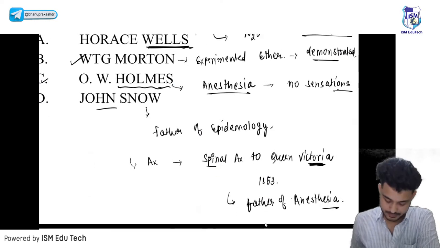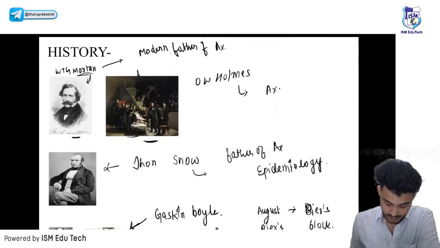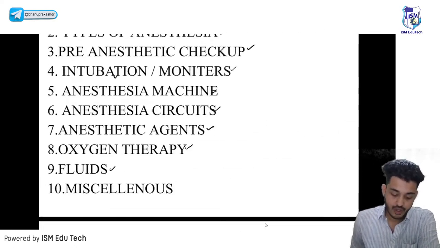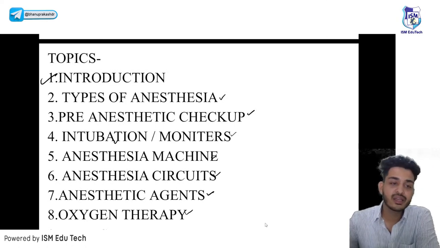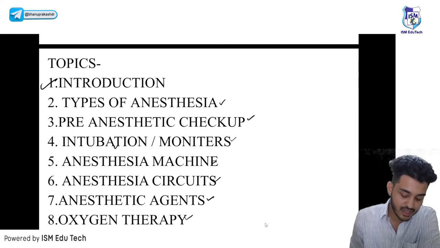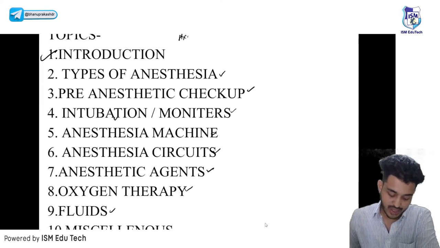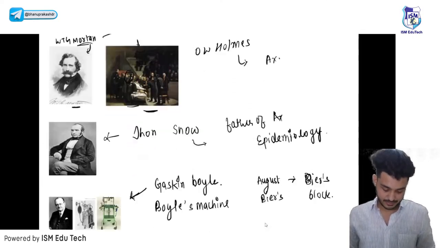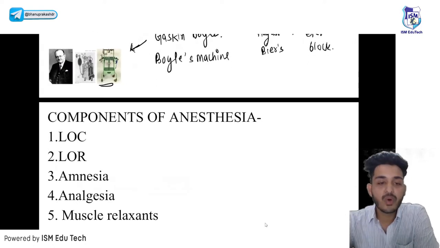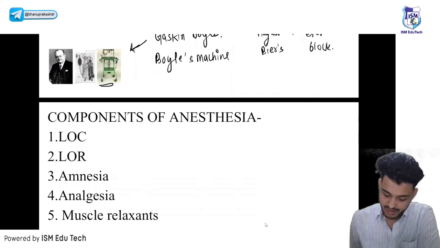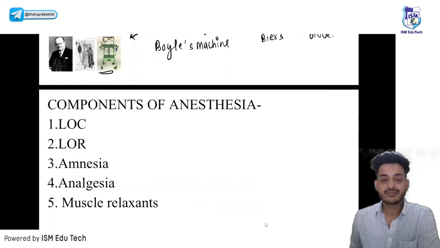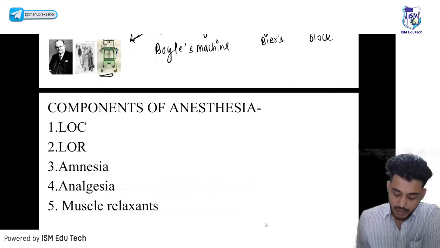Are we clear till now? Should we move ahead? Okay, guys. First part we have completed, the introduction. In the introduction, we have completed the historical aspects. Now moving on to the next thing: what are the components of anesthesia? Why do we need anesthesia? Why do we need to make someone unconscious? Okay, let's look at the components of anesthesia.